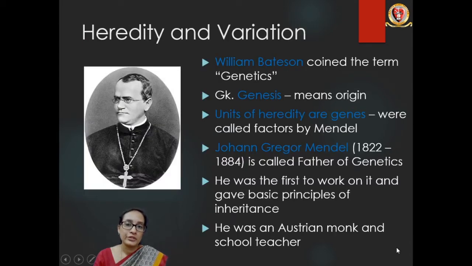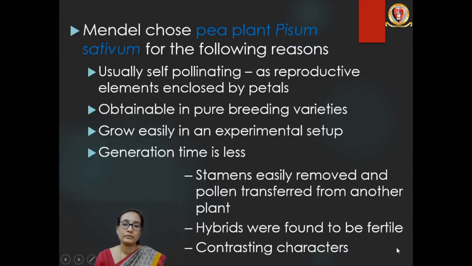Now when we look into the introduction, it was William Bateson who coined the term genetics from the Greek term genesis, which means origin. But it was Mendel who was the first to work on this and give basic principles behind inheritance, and that is why Johann Gregor Mendel is called the father of genetics. He was an Austrian monk and a school teacher, and because at his time they didn't know what genes or chromosomes were, according to Mendel, the unit of heredity were called factors.